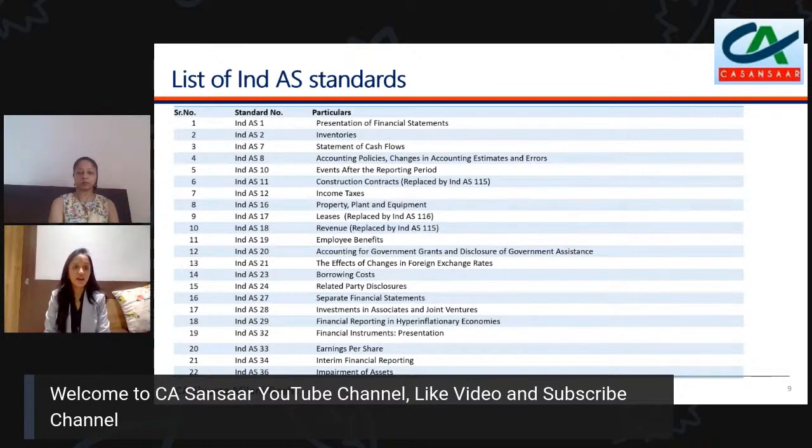Now, starting with the first standard, which is called Ind AS 1, presentation of financial statements. This standard gives a guideline about what the financial statements are, what the components of financial statements are. I will also discuss the components of financial statements in a very detailed manner in my subsequent slides. And what are the concepts to be used while preparing the financial statements. Each of these concepts has been disclosed in Ind AS 1. And there was also a similar standard under your Indian GAAP.